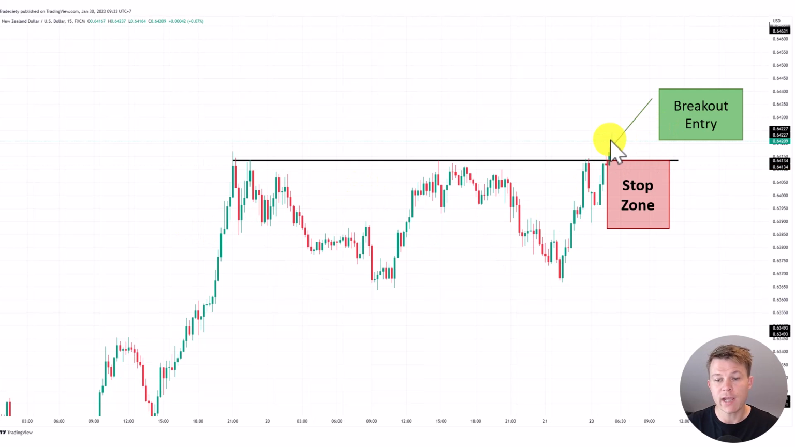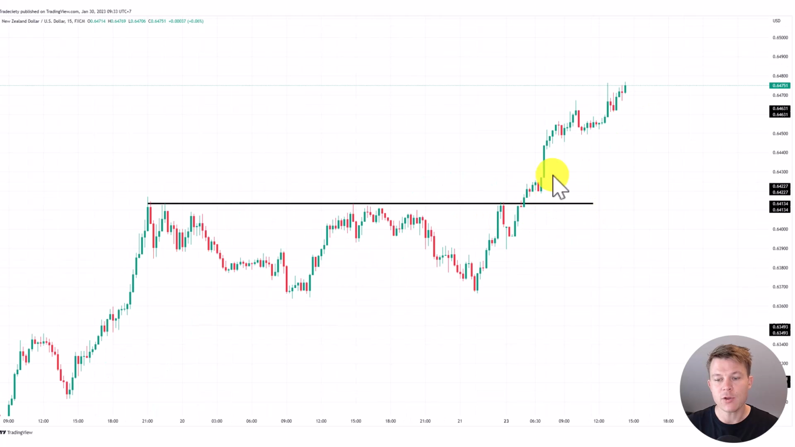You then get the breakout. This is the signal for trend continuation, for trend following traders. Typically they're waiting for breakout entries. Stops are somewhere here below the resistance, sometimes also below the swing point. And then you have the continuation that trend following traders can capitalize on.